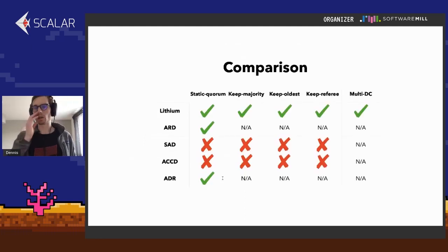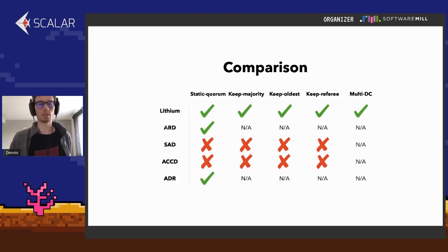So finally, a quick comparison with the other split-brain resolvers, because I don't have much time anymore. Here I only have the open source ones. I didn't have any occasion to look into the Lightbend one, as I didn't have any access to it. So I ran the multi-JVM tests on different split-brain resolvers, and for each different strategy.